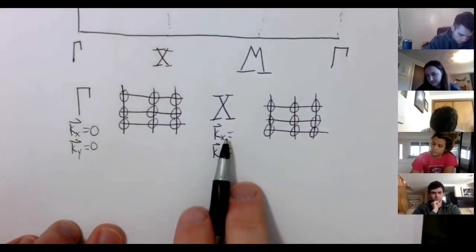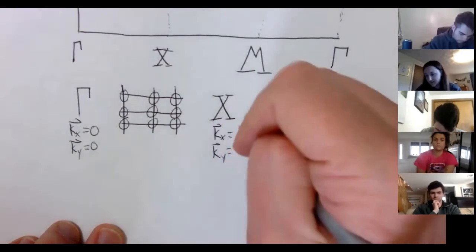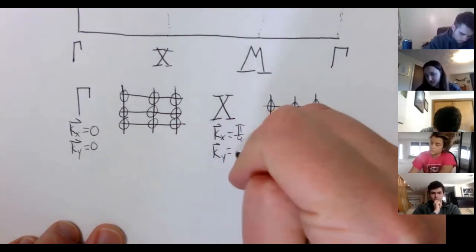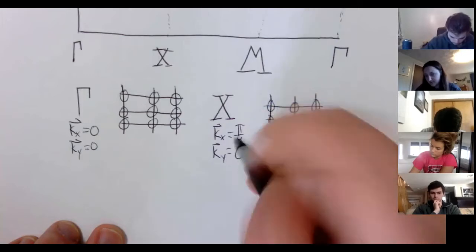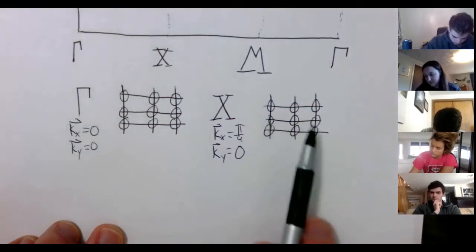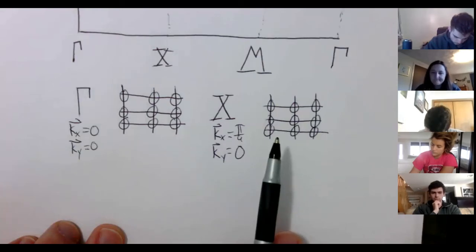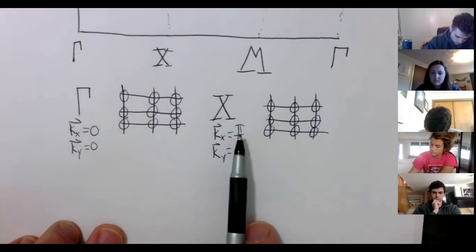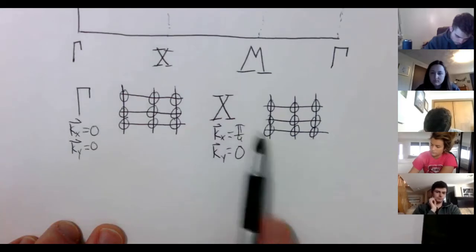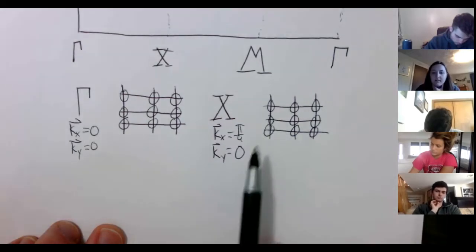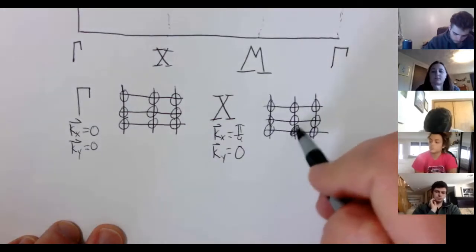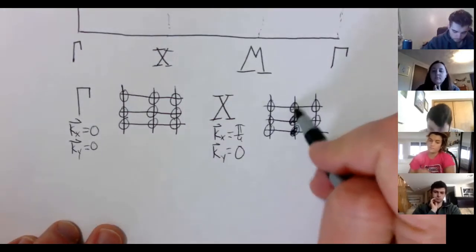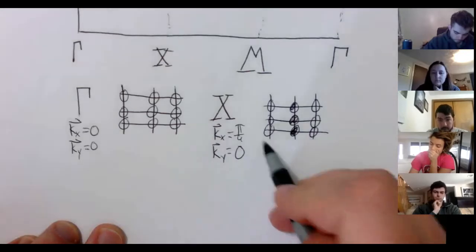What's kx equal to? Pi over a. Yep. And ky? 0. Okay, so how am I going to make that match this guy? Where's it going out of phase? In which direction? The x or the y? In the x. Yep. So I got to color in these guys, right? Because they're changing phase across that way.